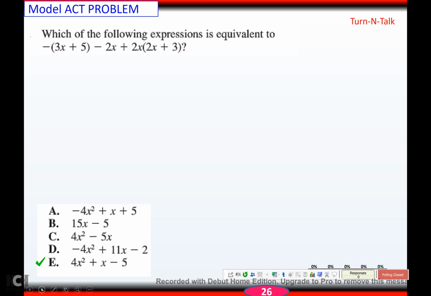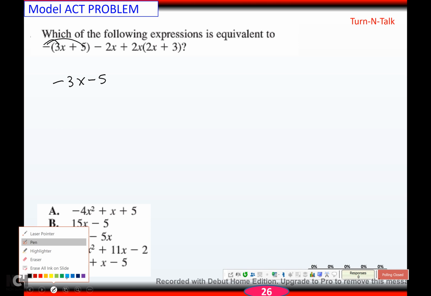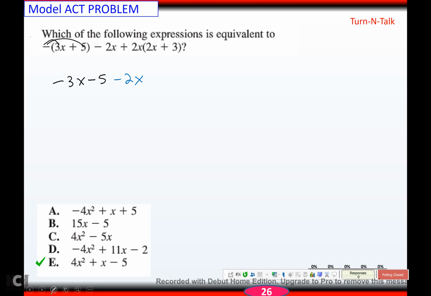And hopefully you got E. Alright, parentheses first. I got to distribute this negative. It's going to give me negative 3x minus 5. I'm going to bring down the minus 2x. So I'm just working on parentheses right now. And I'm going to distribute this 2x, which gives me a positive 4x squared plus 6x. So now it's just a matter of combining like terms in quadratic order, in other words, highest degree first. And I have negative 3x, negative 2x is negative 5x, plus 6x is positive 1x, and then bring down the negative 5. There you go.